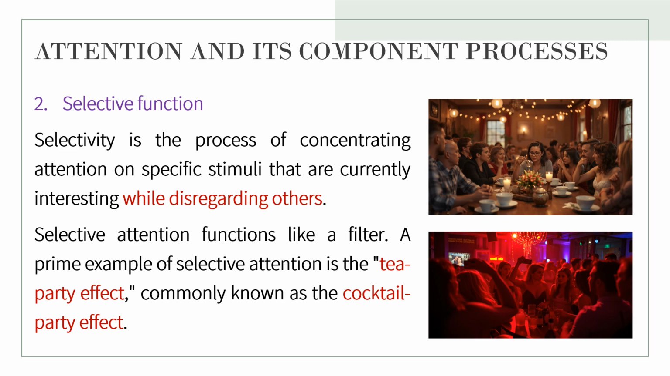What happens in a cocktail party? There are lots of people and lots of noise, but the people are divided into groups, or two people are conversing with each other. So they focus on what they are talking about. And for example, if someone in another group at the same party takes the name of that person, the person becomes selectively attentive towards that conversation. So this is the selective function, which disregards the other stimuli.